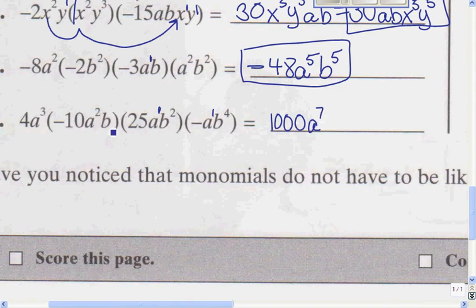And then I've got b's. B, B, B. This is b to the fourth, b to the second, and b to the first. So 4 plus 2 is 6, plus 1 is 7. That's b to the 7th. That's my answer there.